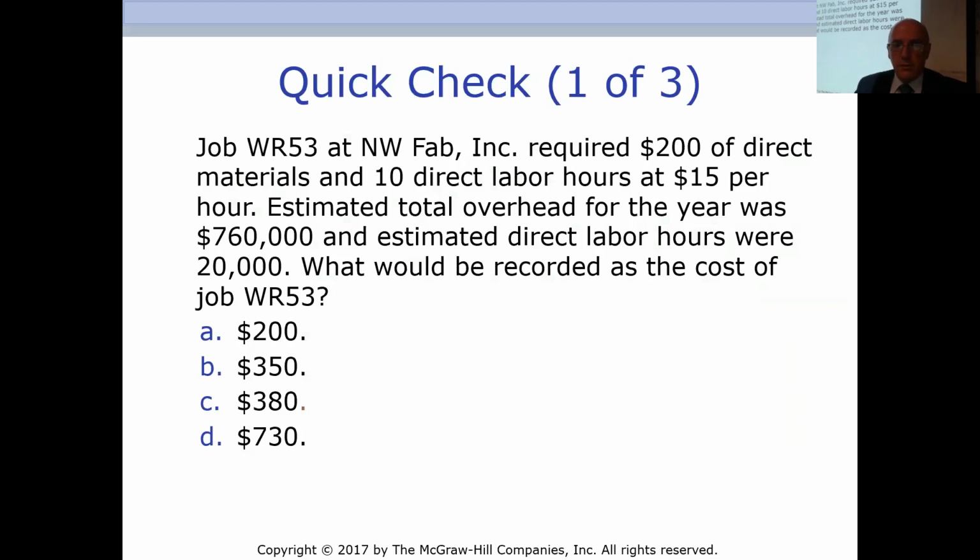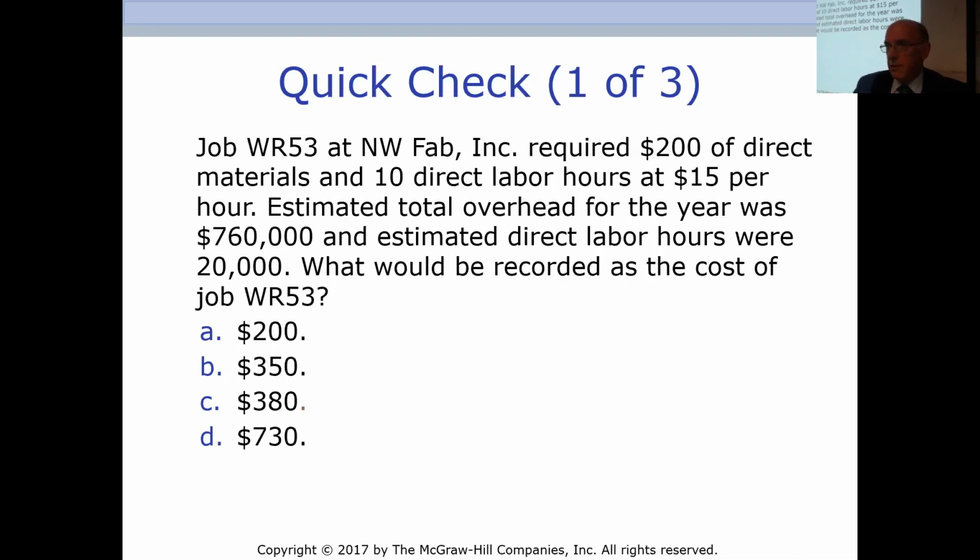200 plus 10 times 15 is 350. So that's answer B. Estimated total overhead for the year was $760,000 and estimated direct labor hours were 20,000. What do you get the urge to do there? Divide. 760,000 divided by 20,000. If we just chop off 4 zeros, it's 76 divided by 2.